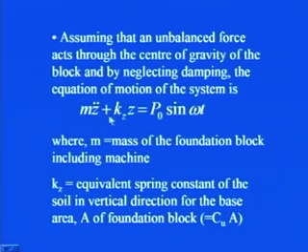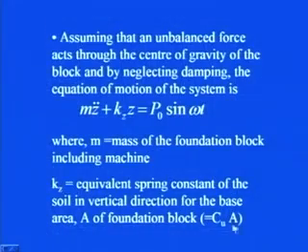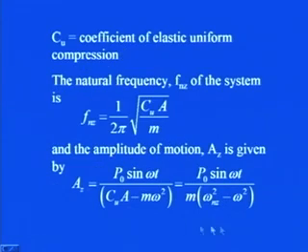So, this m z double dot plus kz into z is equal to p naught sin omega t becomes the equation of motion in the absence of damping, where m is the mass of the foundation block including the machine, and kz is your equivalent spring constant of the soil in vertical direction for the base area A. And you know that the different coefficients that we found out were Cu, C tau, C psi and C phi. So, from the definition of those we can get the value of this equivalent spring constant as Cu into A, where Cu is the coefficient of elastic uniform compression.